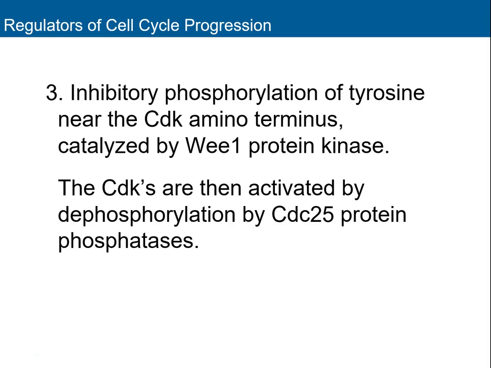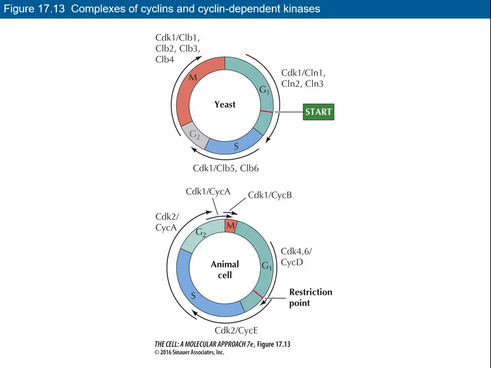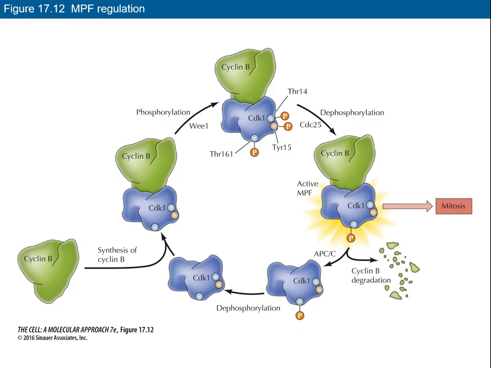It says inhibitory phosphorylation of tyrosine near the CDK amino terminus is catalyzed by Wee1 protein kinase. So we mentioned there's Wee1 in that other figure, right? It says the CDKs are then activated by dephosphorylation by CDC25. Okay, so if we go back to that figure, you can see some of this going on here. Here this is showing you Wee1 phosphorylation. This is showing you dephosphorylation by CDC25.